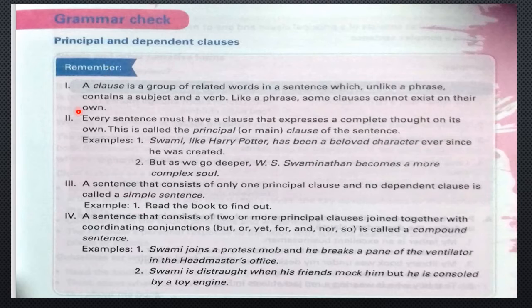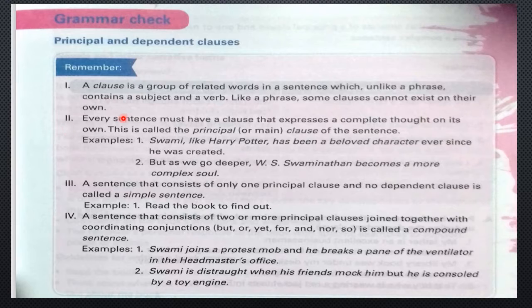So remember, first point, a clause is a group of related words. A clause is a group of related words in a sentence, which, unlike a phrase, contains a subject and a verb. A phrase doesn't have a subject and a verb, but a clause does. Like a phrase, some clauses cannot exist on their own.